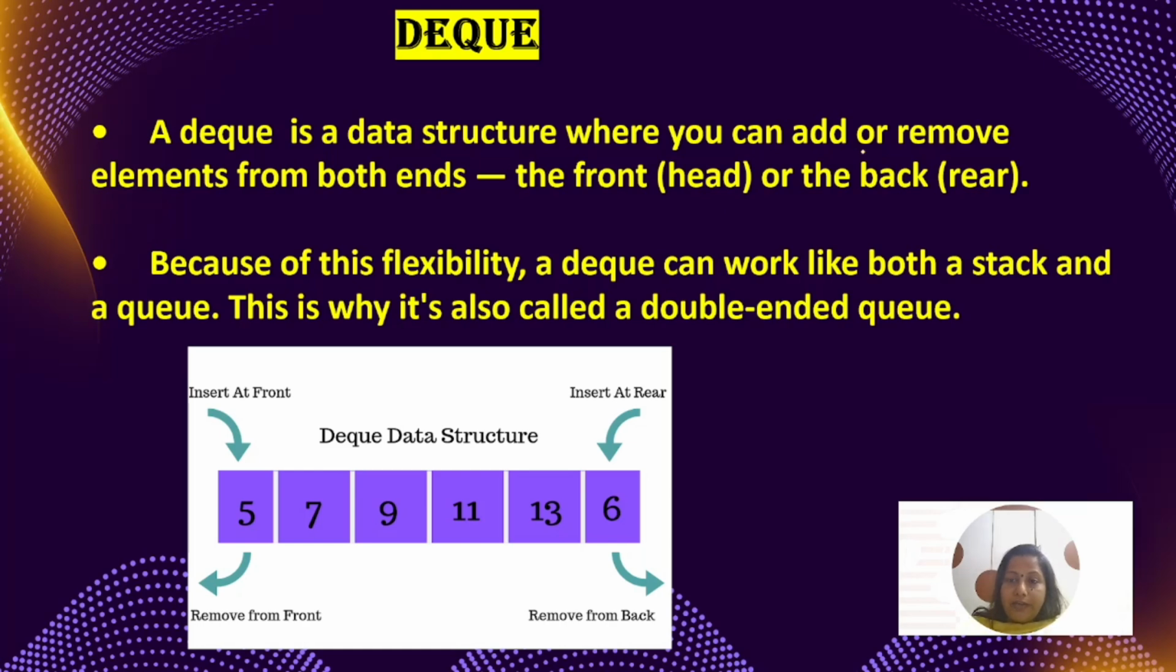Here you can add or remove elements from both ends. That is very important. In a queue, you can't remove or add from both ends, but in a deque, you can. The front is the head and the back is the rear. Because of this flexibility, a deque can work like both a stack and a queue, since in a stack it is last in first out and in a queue FIFO. That is why it is called a double-ended queue.